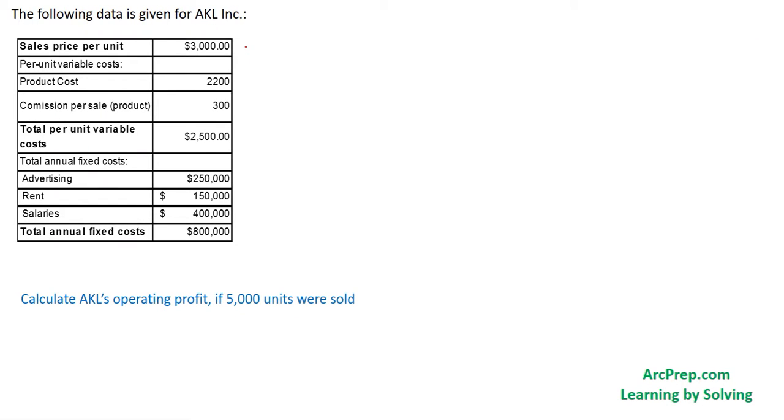Hi everybody, we are going to continue with the data that we had from the previous question, and now what we are trying to calculate is what is the operating profit if 5,000 units were sold. Remember from the previous problem, the sales price per unit was 3,000, total variable cost was 2,500 and total fixed cost was 800,000. Now I'm trying to calculate the operating profit if 5,000 units were sold.